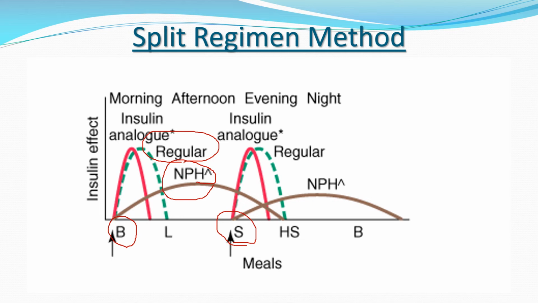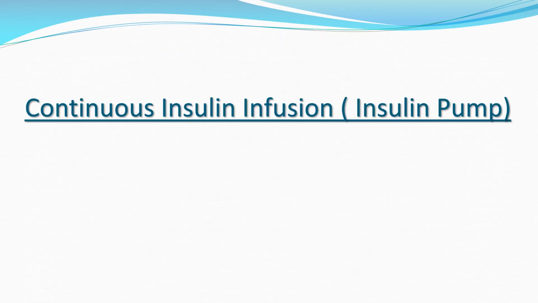The second dose, which will be given before supper, also contains a pre-mixed preparation of the regular insulin and the NPH. The split regimen is less popular in treatment of type 1 diabetes, but it can be used in certain cases of type 2 diabetes.